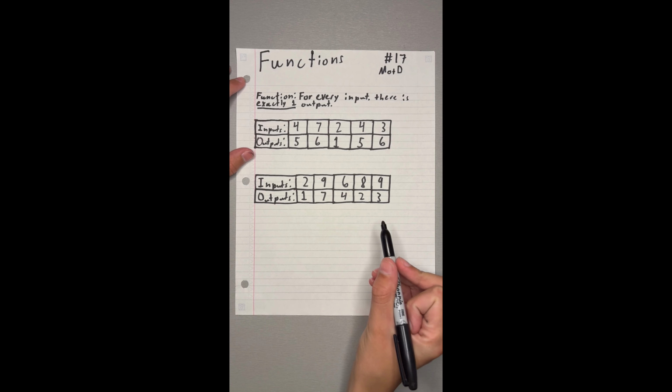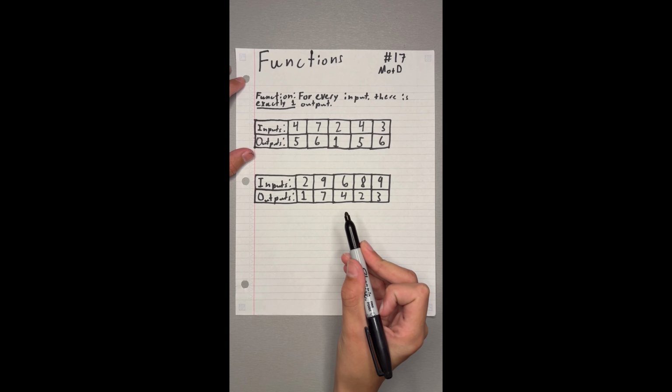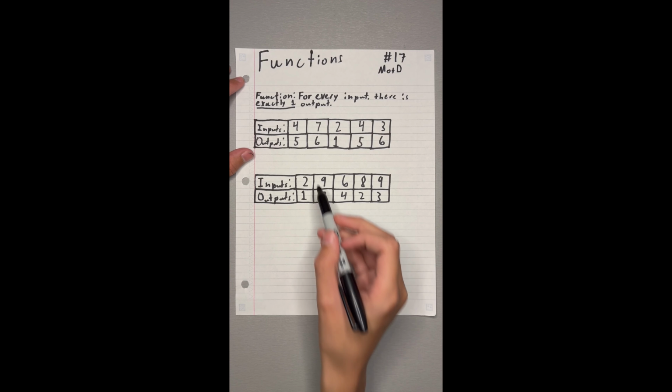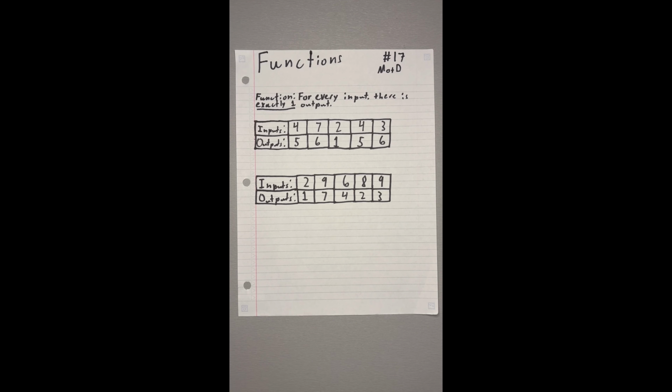This breaks our rule for a function because for every input there was not exactly one output. There are two outputs in this case for one input. This is as far as we will get for today with functions. Next time we'll test if different equations are functions.